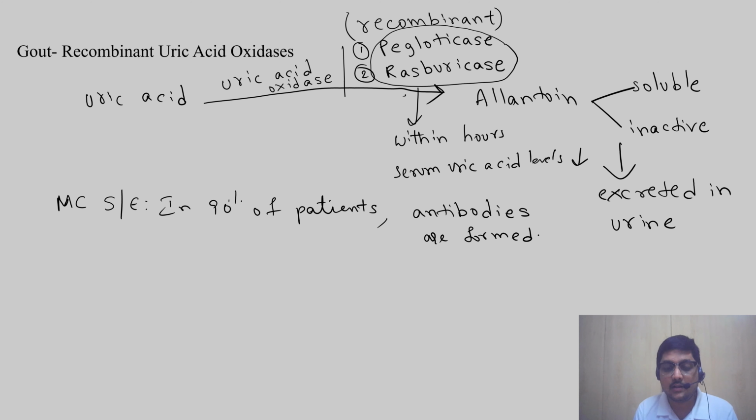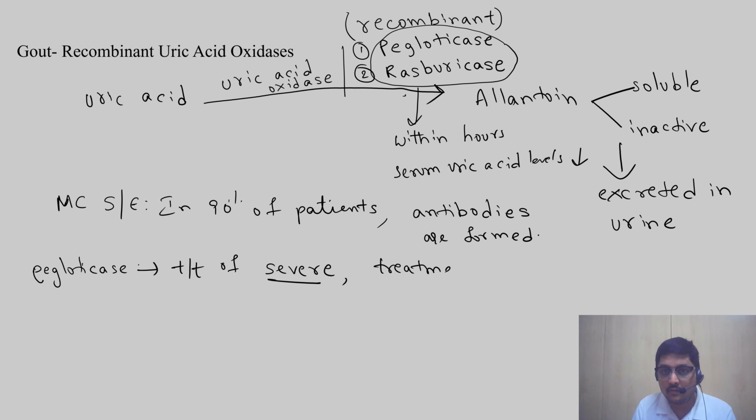Okay, so what is the use of these drugs? Pegloticase. It is used in the treatment of severe cases of gout. And when there is gout in which none of the treatments are working properly, in a patient who is suffering a lot, treatment refractory cases of chronic gout, then think of administering pegloticase.